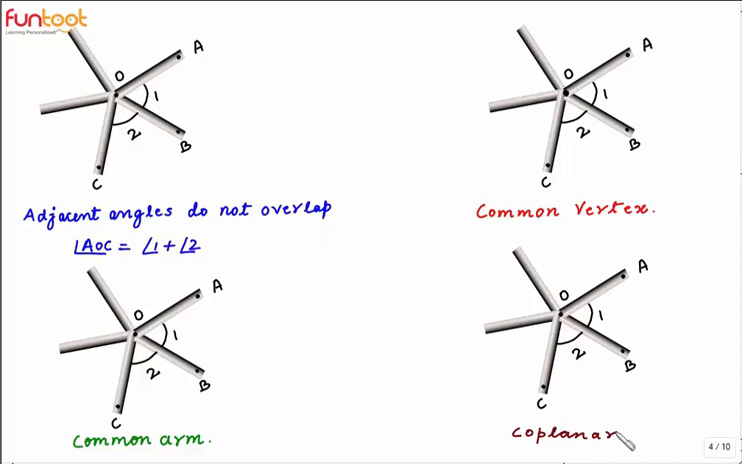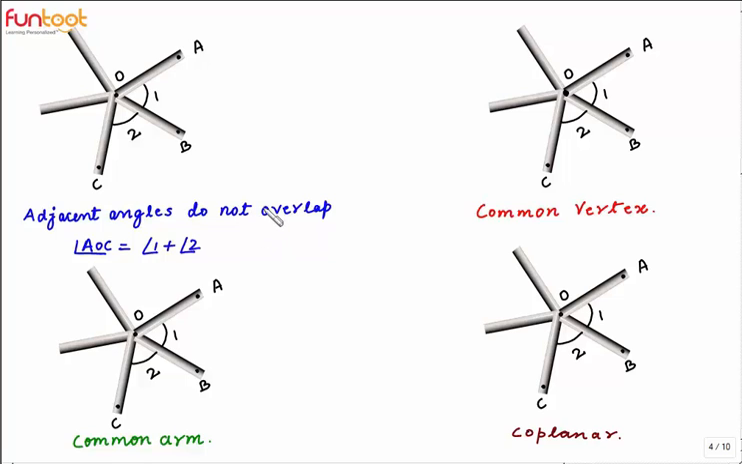Last mathematical property is adjacent angles are coplanar. That means angles 1 and 2 lie in the same plane. If they don't lie in the same plane, then they are not adjacent. So we have learnt about 4 mathematical properties of adjacent angles.